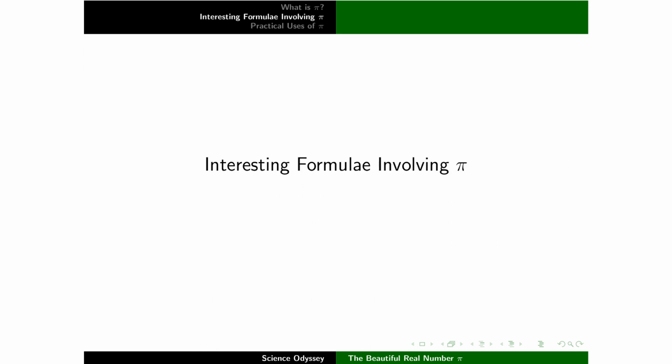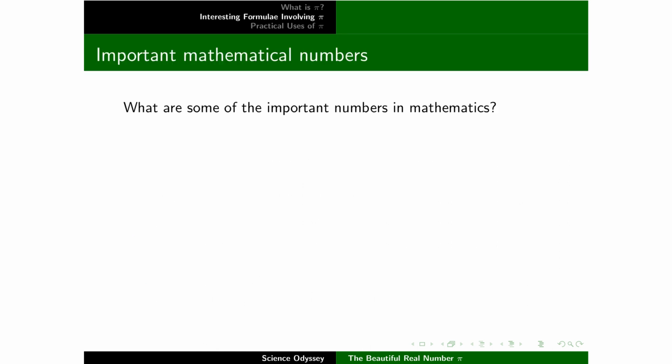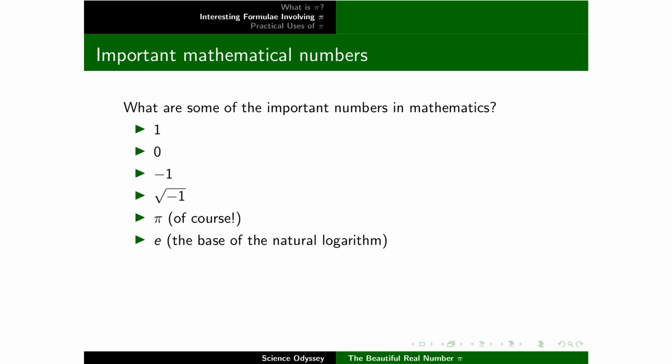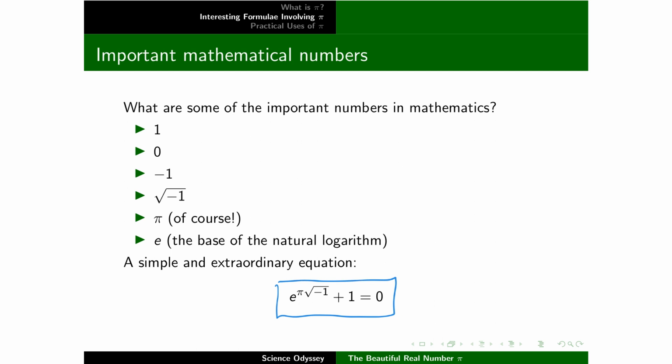Now let's look at some interesting formulae involving pi. The first one we're going to look at involves the most important numbers in all of mathematics. These are the number 1, the number 0, the number -1, and the square root of -1, and pi, of course, and e, which is known as the base of the natural logarithm. And they are related by the following marvelous formula: e raised to the power pi times the square root of -1, plus 1, is equal to 0.